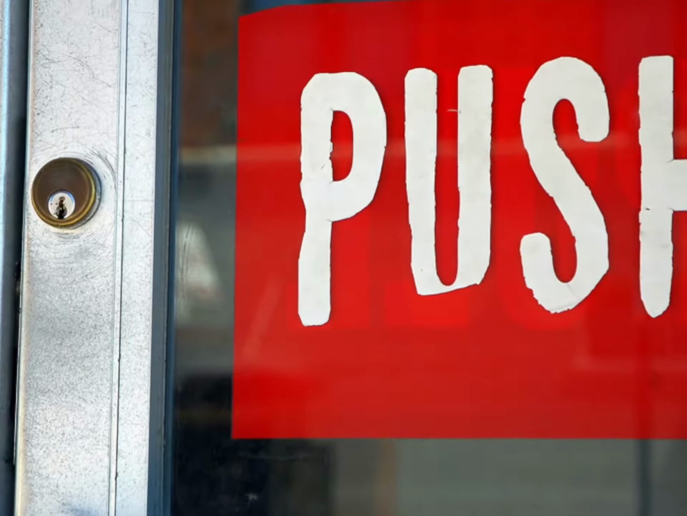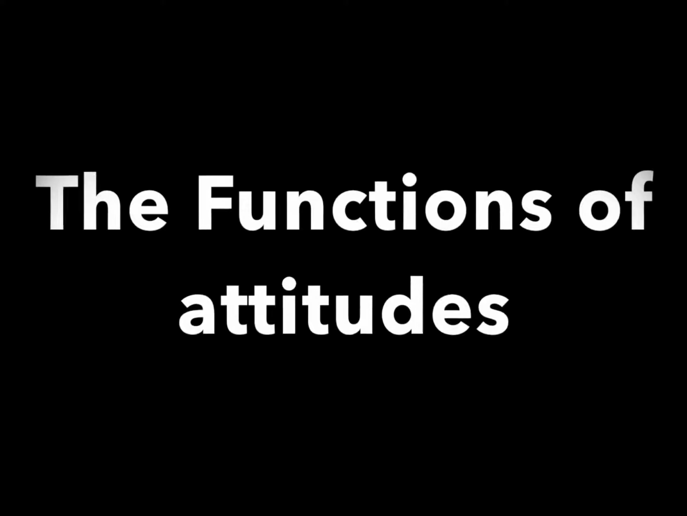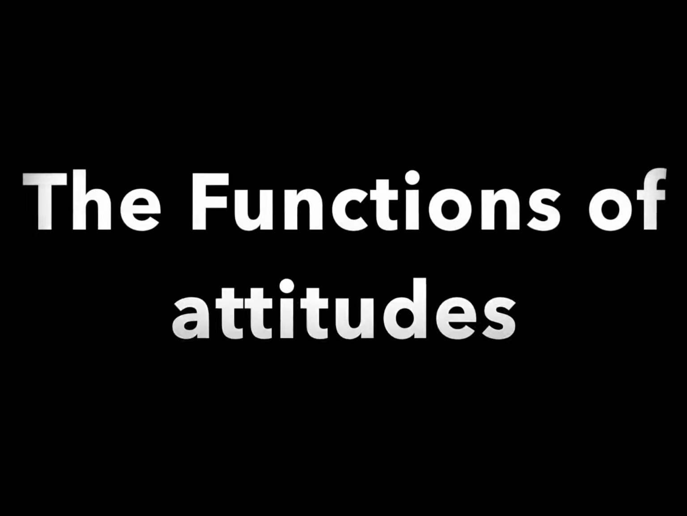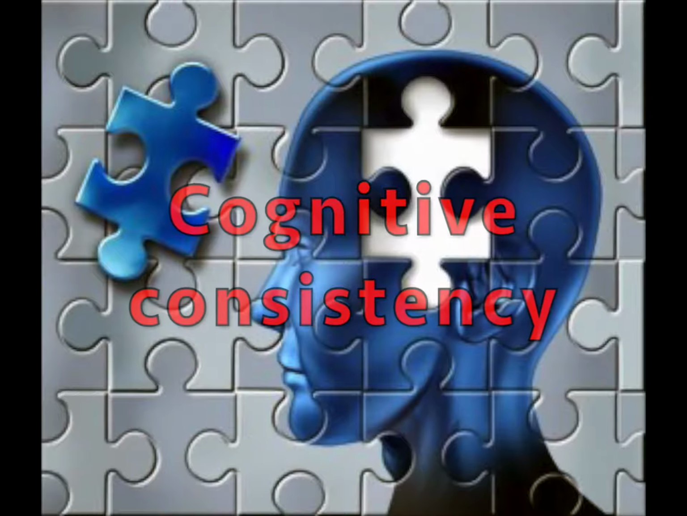like them, as opposed to those who pushed away from them. The functions of attitudes. It is thought that individuals hold to this idea of cognitive consistency, in which we try to maintain internal consistency, agreement, and order between our beliefs and our physical actions. We don't want to be seen by others as hypocrites, basically.